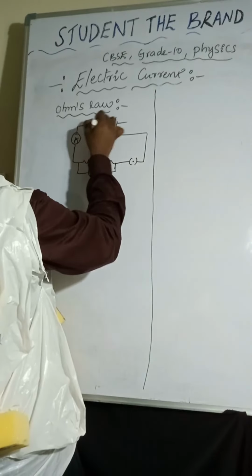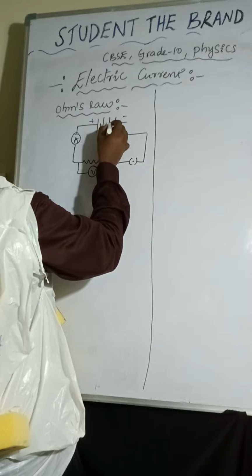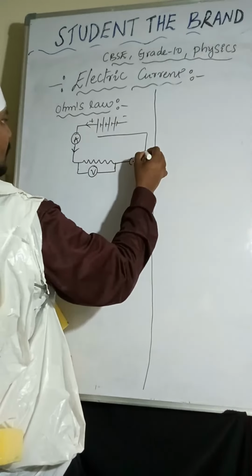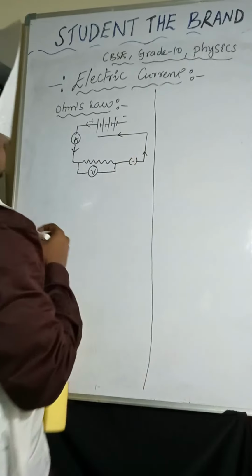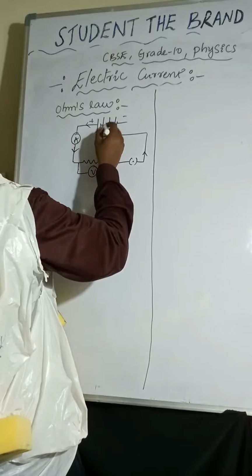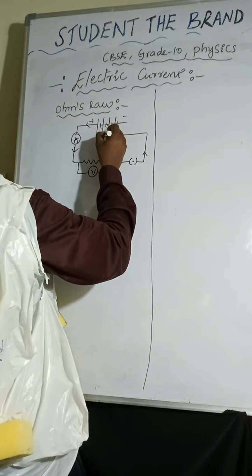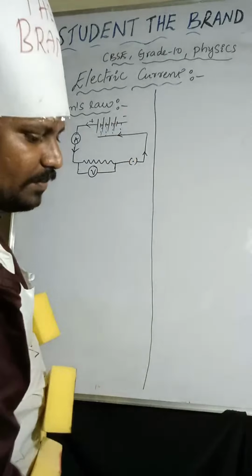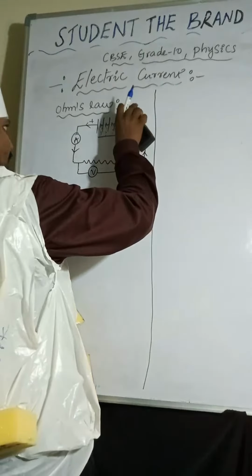Current is flowing from the positive terminal to the negative terminal. Now we combine the cells here, and current starts flowing. These dotted lines represent that we are connecting them one by one.